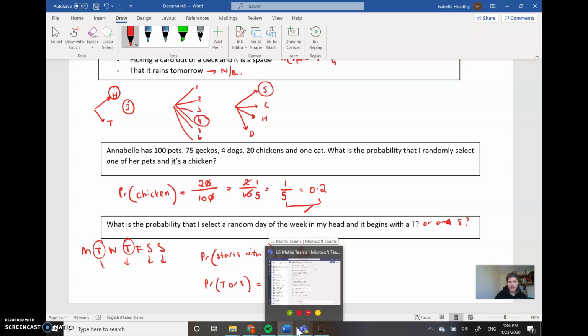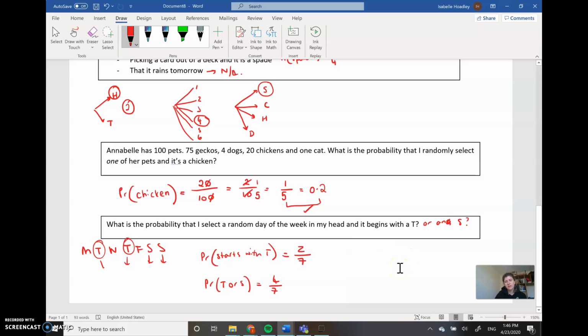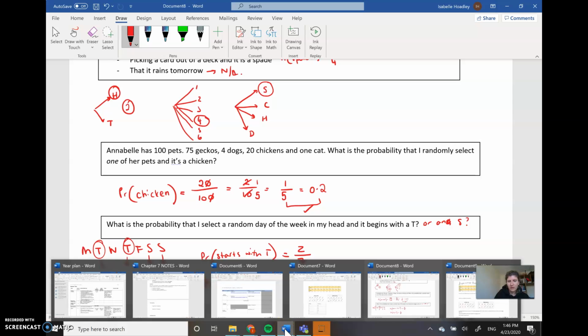All right, so that's the first little bit. We're going to go on to looking at experimental probabilities, and then, like I said, I'd like you to have a go at some My Maths stuff after that. So just keep watching for a minute, and we're almost done.